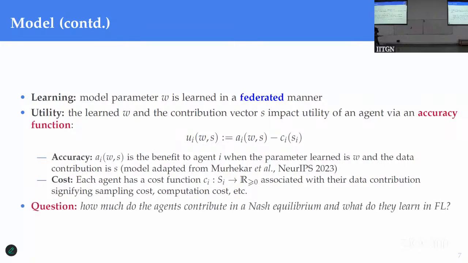Let me move ahead. The question that we'll be asking here is, if we have this kind of a model, the agents are now completely strategic, they want to maximize their utilities. What type of equilibrium do we reach? So in the Nash equilibrium, how much do people contribute? And what should we learn from the center's perspective? What do we learn in the federated learning model? So these two things are important.